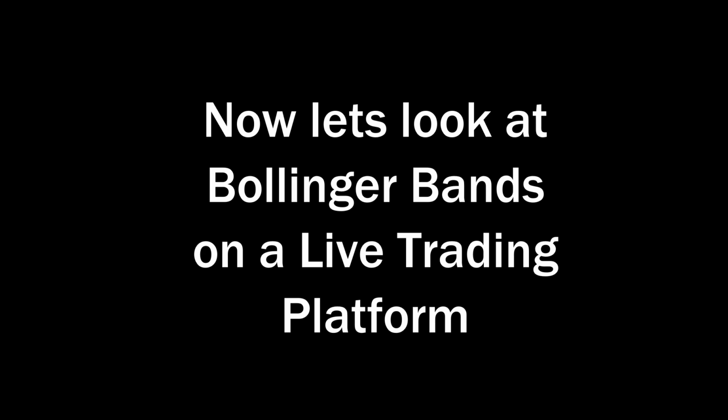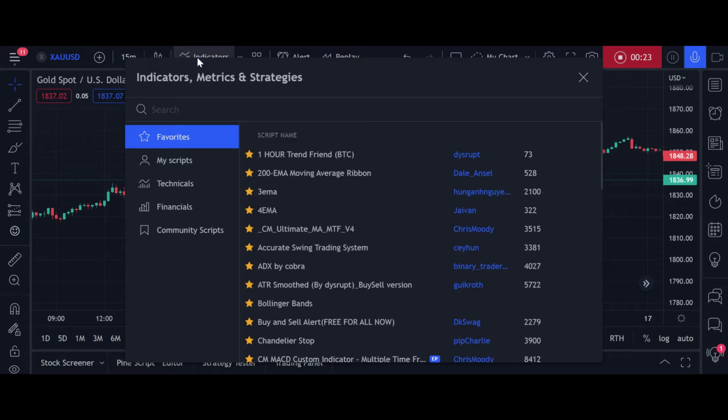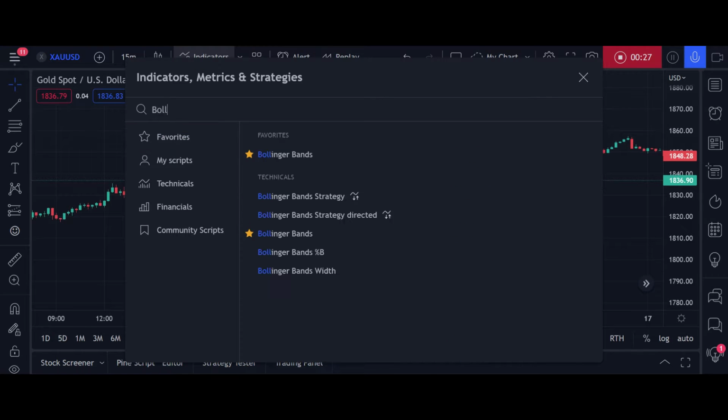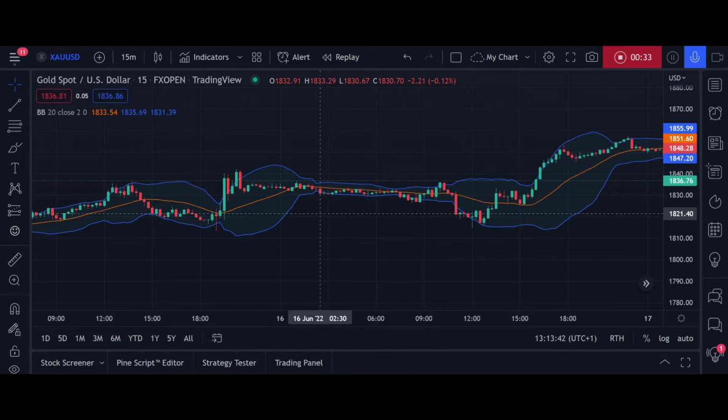Now let's look at Bollinger Bands on a live trading platform. Let's open our chart. We use TradingView, but you can find Bollinger Bands on almost all popular trading platforms. We need to open our platform, select Indicators, type in Bollinger Bands and select the indicator from the list. Now let's have a look at how we can use Bollinger Bands in Forex trading. The upper and lower bands measure volatility, or the degree of variation of prices over time. Because Bollinger Bands measure volatility, the bands adjust automatically to changing market conditions. That is the most simple and least confusing explanation of Bollinger Bands.